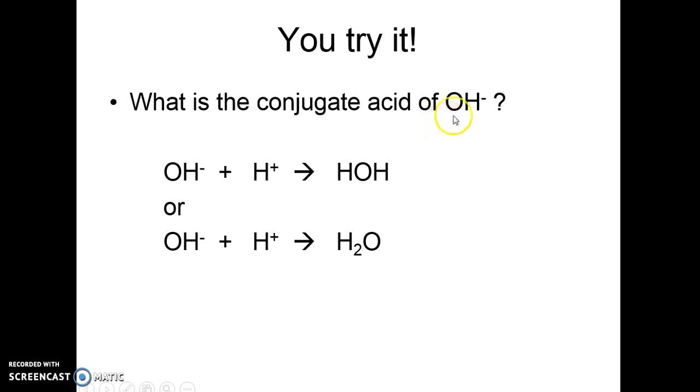What is the conjugate base of hydroxide? Well, we take hydroxide and we add a proton, 2 hydrogens and an oxygen. The negative charge is then canceled by the positive charge of a proton, and we get water. I write water this way, but we can also write water this way.